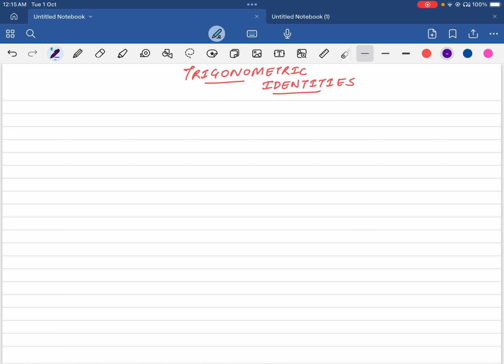There are three trigonometric identities which are very important. The first one is sine square theta plus cos square theta is equal to 1. Then we have 1 plus tan square theta is equal to sec square theta. And the last one is 1 plus cot square theta is equal to cosec square theta. These are the three major trigonometric identities. The others would be derived from these ones.